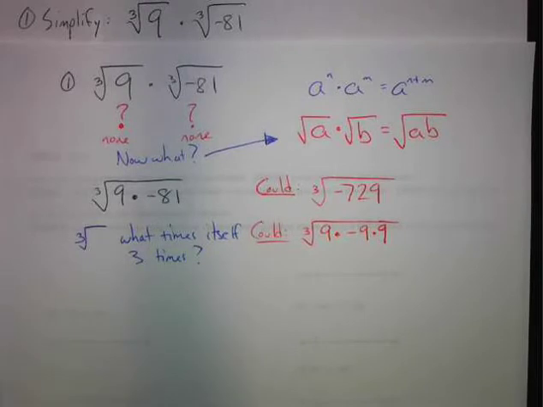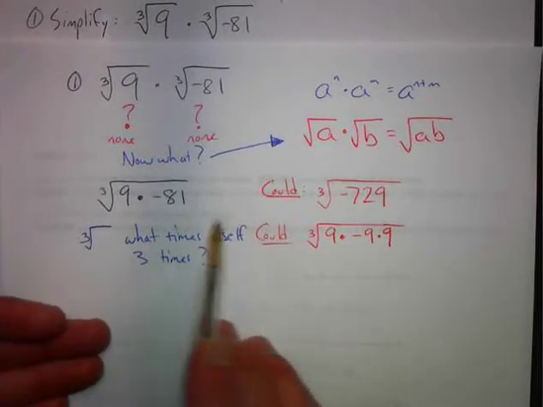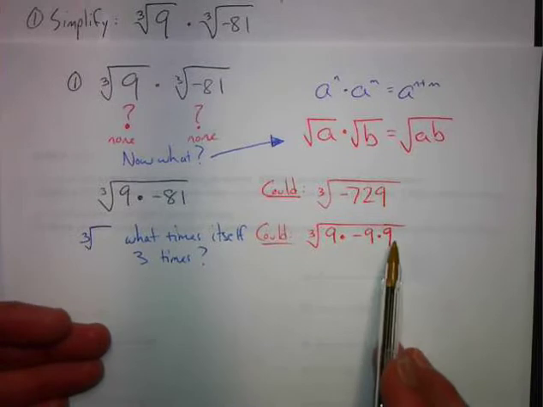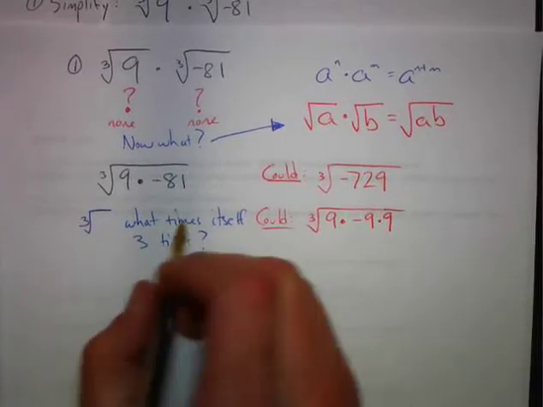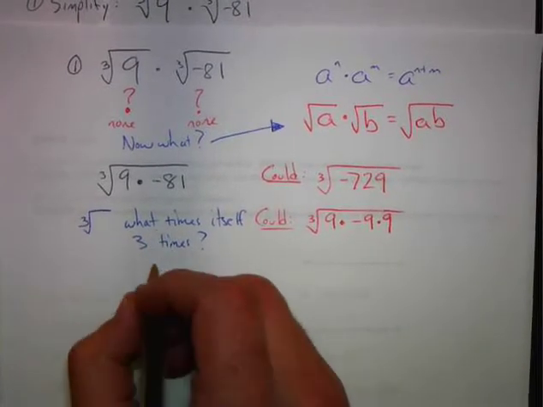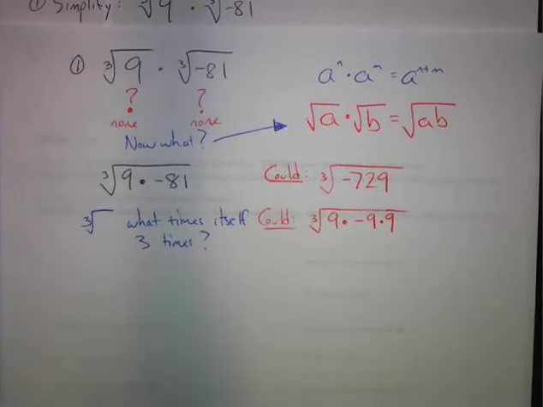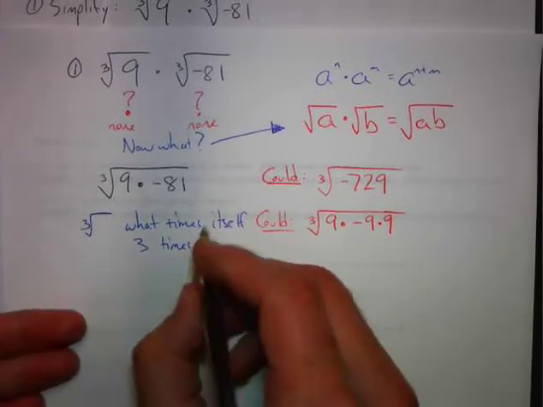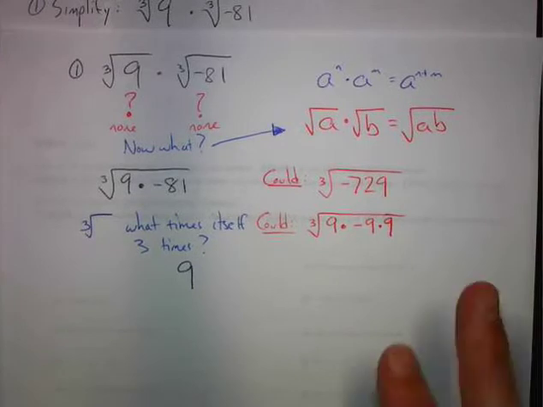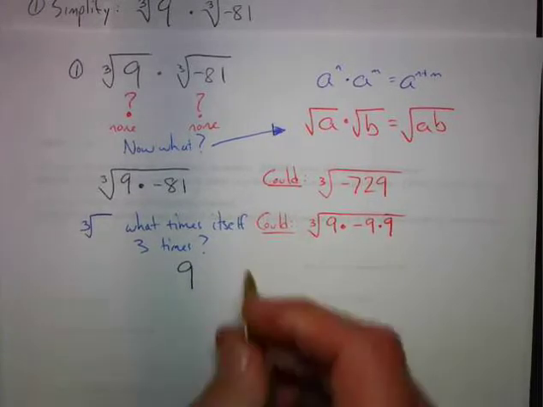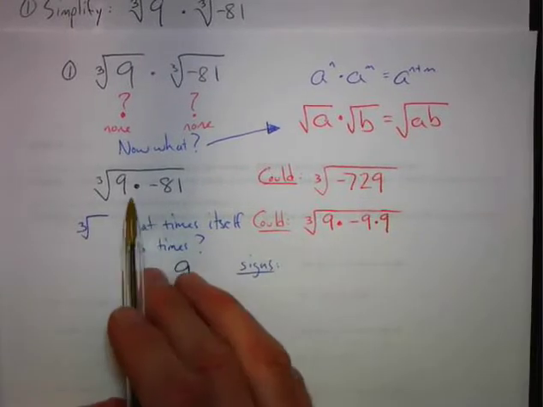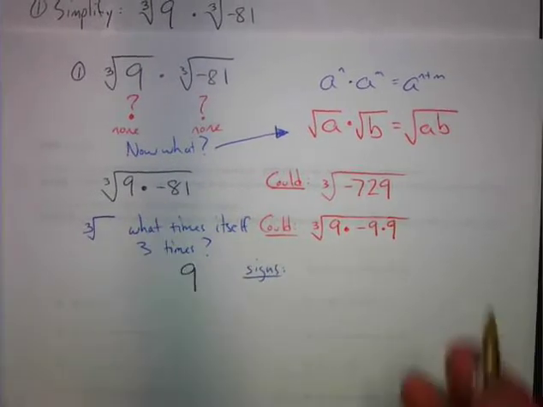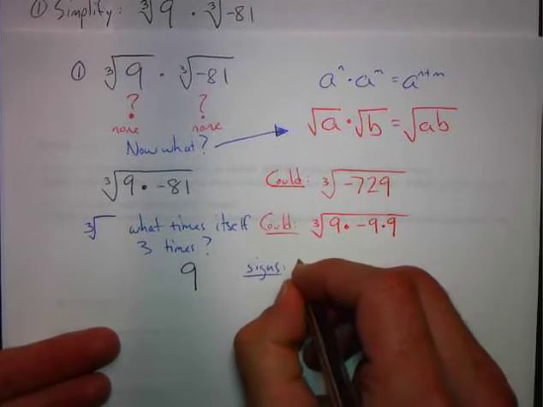So what number times itself 3 times gives us 9 times 81, or 9 times 9 times 9, or negative 729? No matter which way you're thinking of it, you should be coming up with the answer that the number, when you multiply it by itself 3 times, is 9. So we should know we're coming up with something to do with 9. But here's where sign sense comes in. We have to be aware of signs. So you might be thinking, well, only one of these is negative, so it doesn't matter how many things are negative.